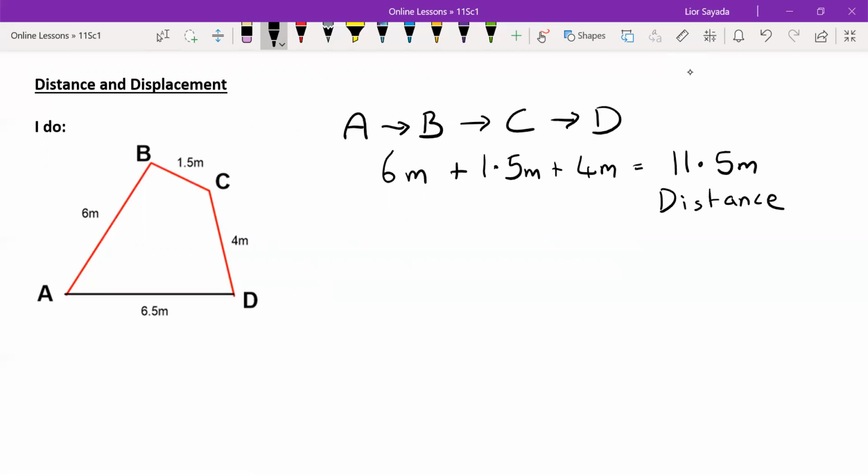Displacement is a measure of how far you are from where you started. So in this journey, the person started at A and finished at D. Now they went on a very interesting path, going from A to B to C to D, but they started at A and they finished at D. So displacement is how far they are from where they started with a direction, because displacement is a vector quantity. So look at the diagram and say to the video how far the person is now from where they started with a direction.